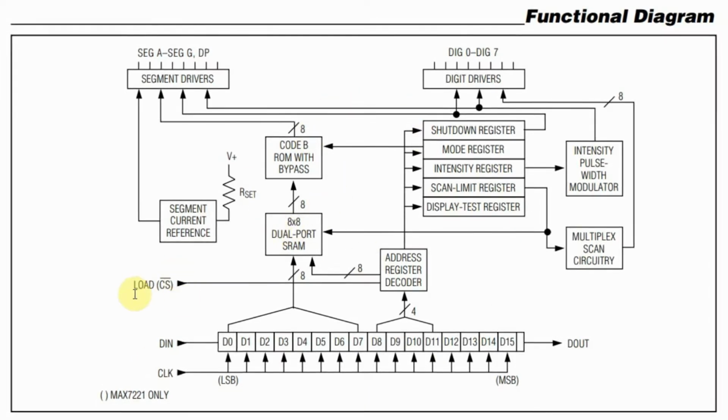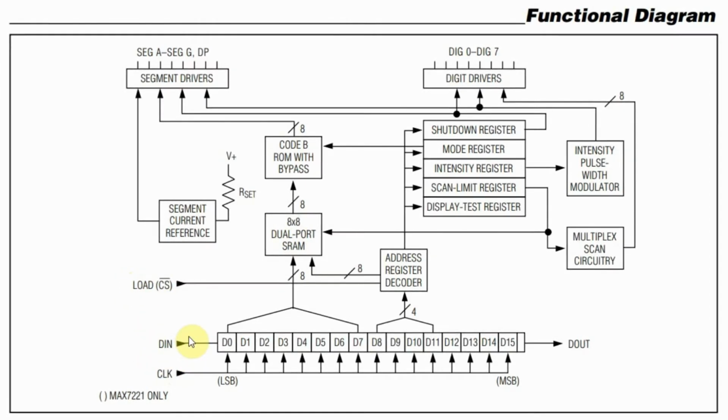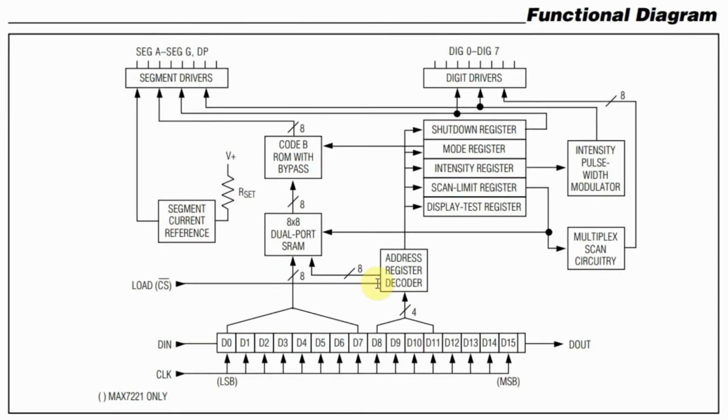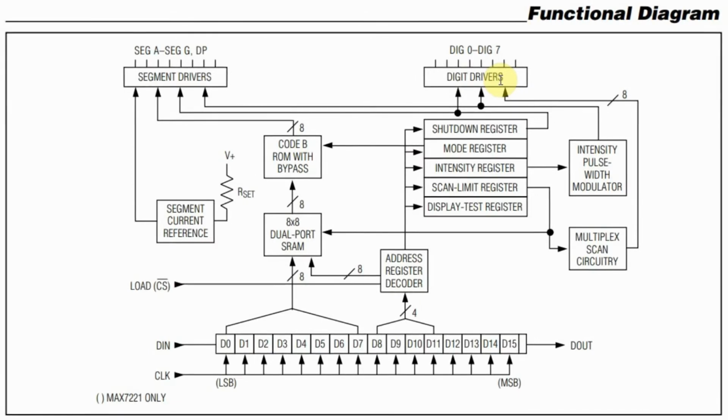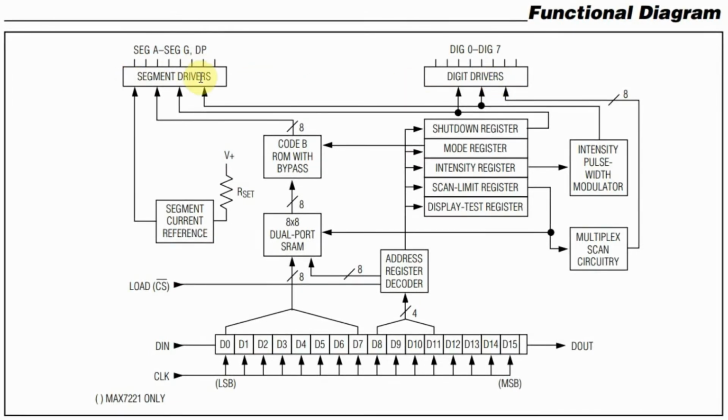The input pins load, data in, and clock are interfaced to the microprocessor so that data can be shifted in serially into the chip. The output pins are divided into two parts. We have the digit drivers, which control up to 8 digits of the 7-segment display, and we have the segment drivers to control the segments of each digit.